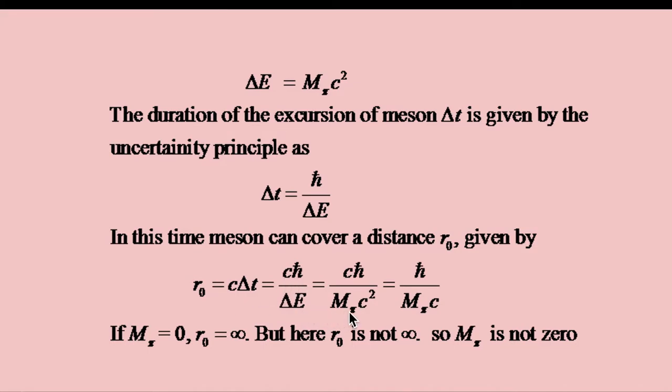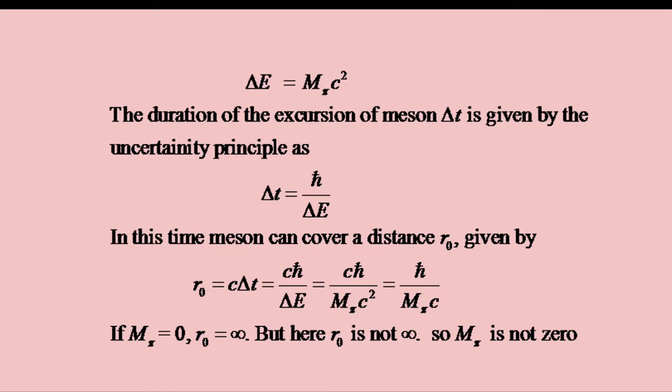Again, substituting for delta E, r0 becomes c h cross by m pi c square. One c cancels, so it is h cross by m pi c. And if m pi is equal to 0, r0 equals infinity. But here r0 is not infinity. That means our nuclear range has a finite value. So if this is finite, m pi cannot be 0.